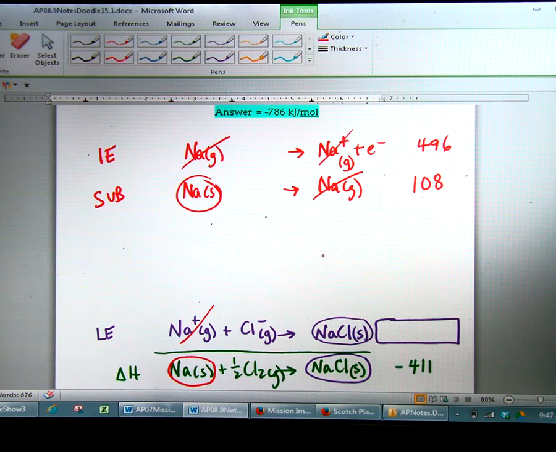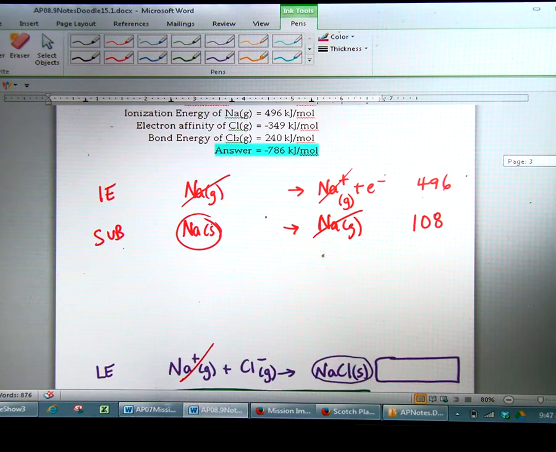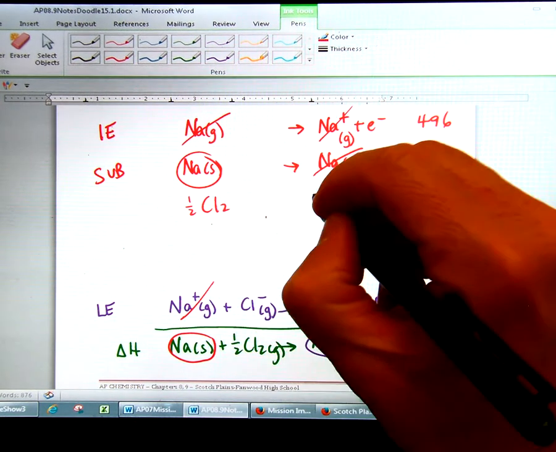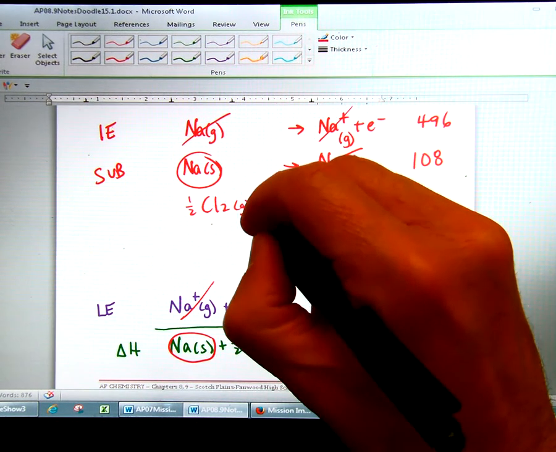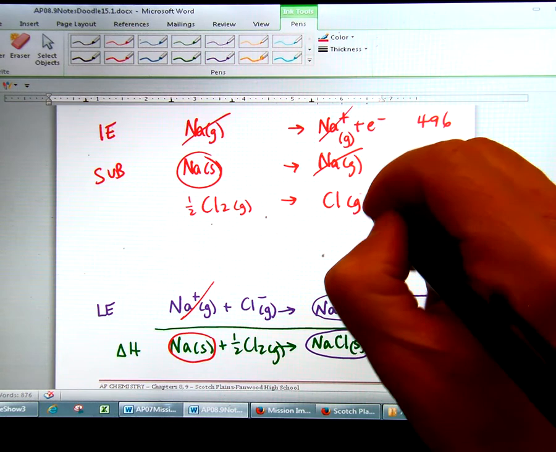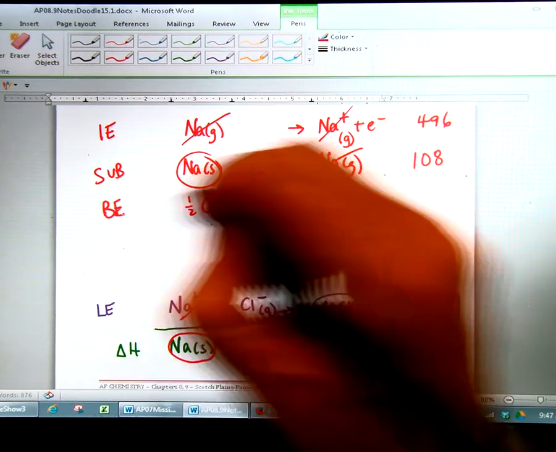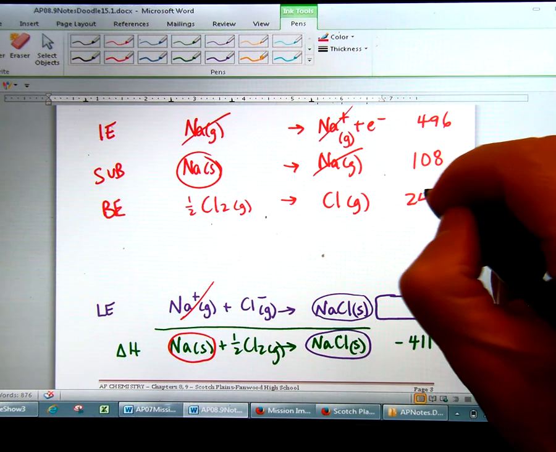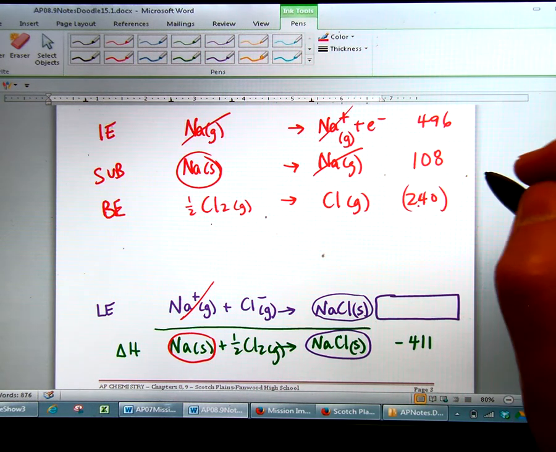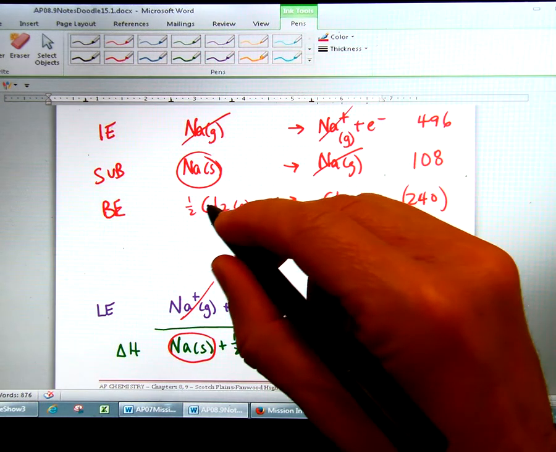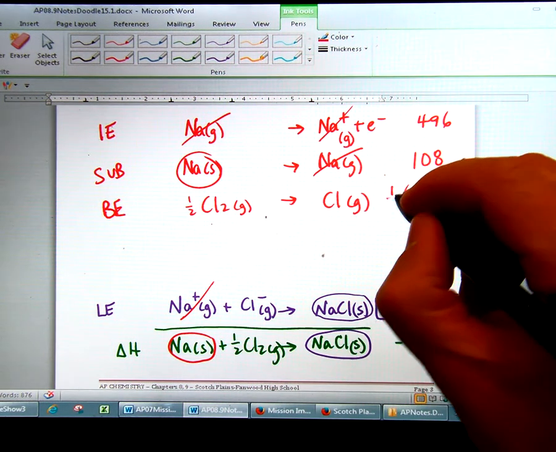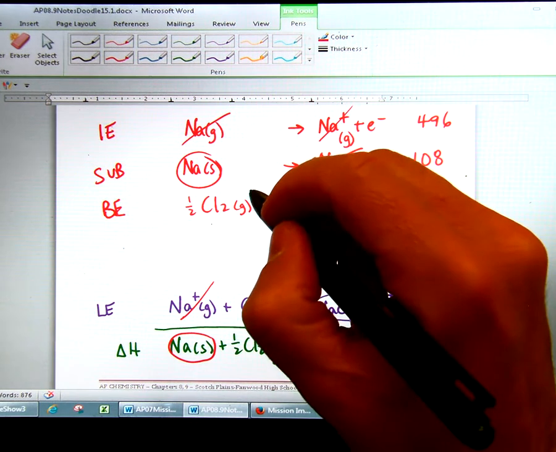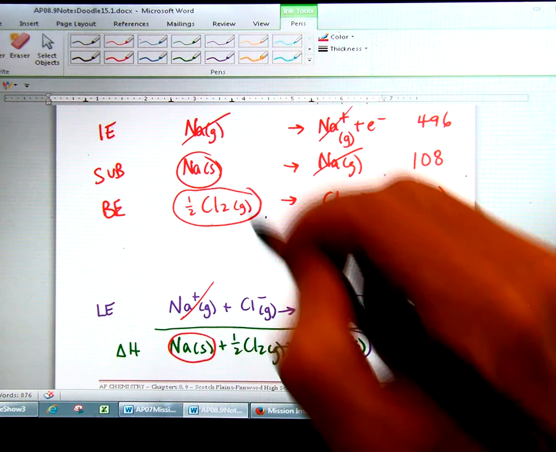Okay, the next thing is going to be the chlorine, and let's do the bond energy for that. So we have that 1/2 Cl2 gas will yield a Cl gas. That was called bond energy. And remember that the bond energy was 240 kilojoules. However, that's for breaking up an entire Cl2, but we only need half of it, so you'd only need half of that. And notice that this is going to be right here.